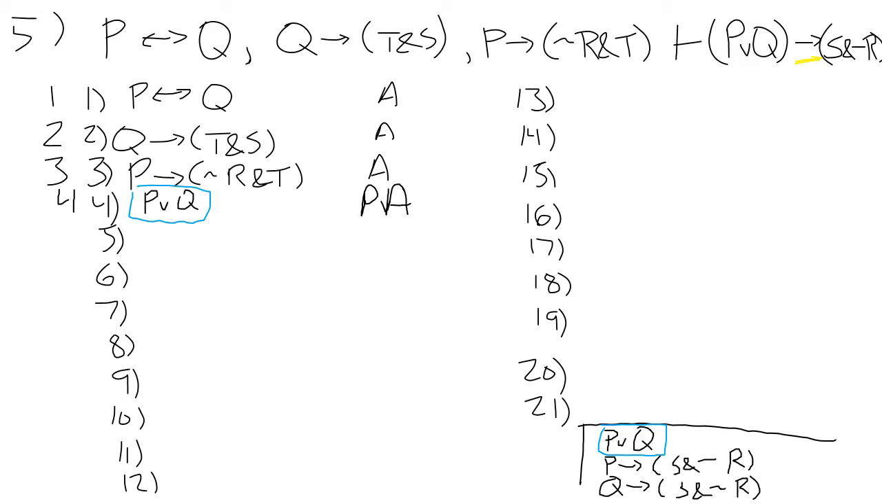Now we are looking for these two conditional statements, so we'll assume P is a PA, and we'll look to get to S and not R. Well, we can get tilde R and T from 3 and 5, arrow out, 3 and 5. Then we can get our tilde R out from 6, ampersand out.